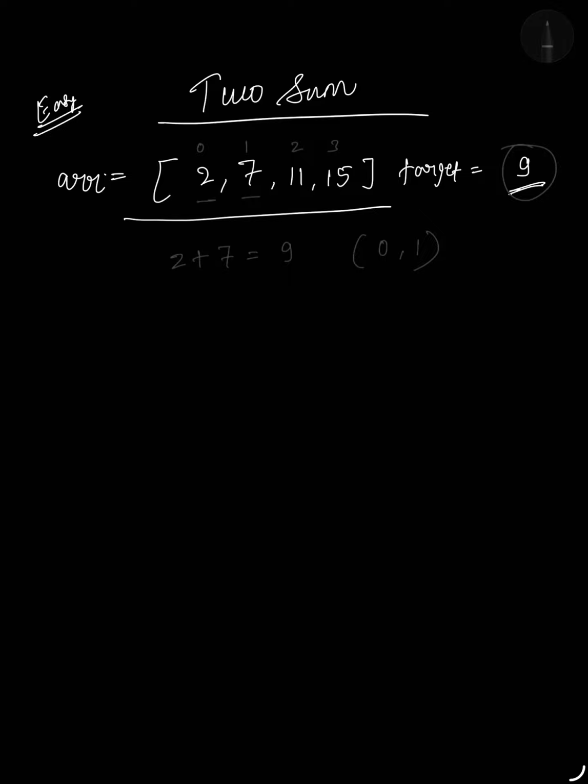Similarly, if I check another pair like 7 and 11, definitely this and this cannot be a pair because 7 plus 11 is not equal to 9. Every question will have exactly one solution. So our task is to find that pair. As soon as we get one pair, we return that as the answer and we are done with our algorithm.